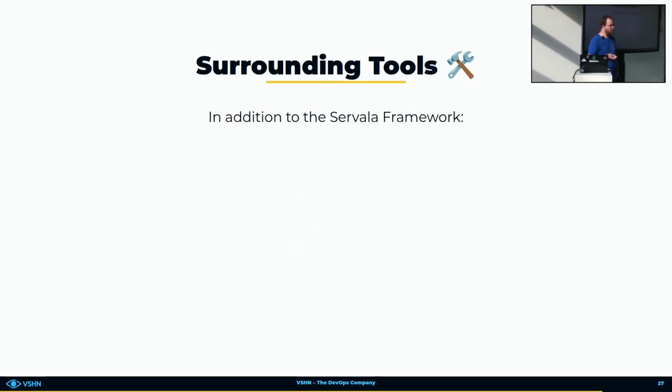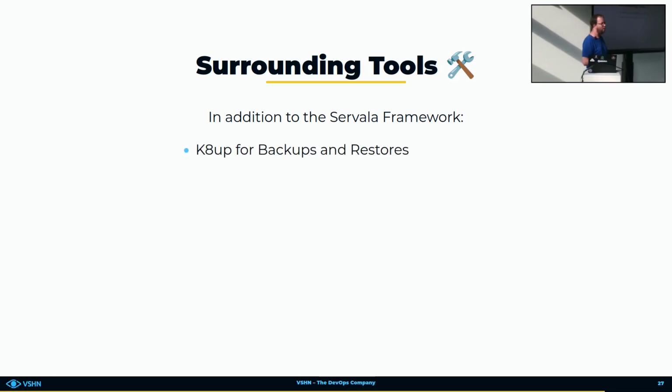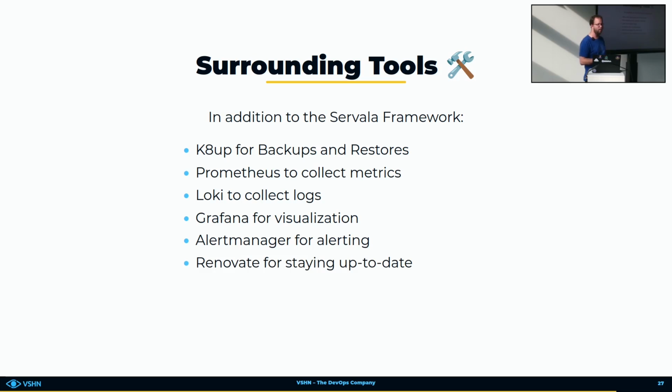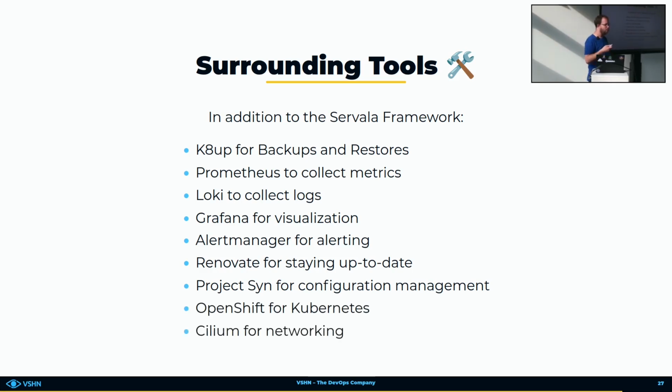That's not all. There is even more. To make a managed service, we need K8up for backups and restore. We need Prometheus to collect all the metrics. We use Loki to collect the logs. We have Grafana for the visualization of logs and metrics. We have the Alertmanager, which alerts on metrics. We have Renovate for staying up to date all the time. We have Project Syn to provide configuration management for all these many clusters we have. We have OpenShift for Kubernetes, we use Cilium for networking, and probably I forgot a lot of things. But you see, to make a managed service possible, you need a lot of tools, which you have to make sure they are running and configured correctly.